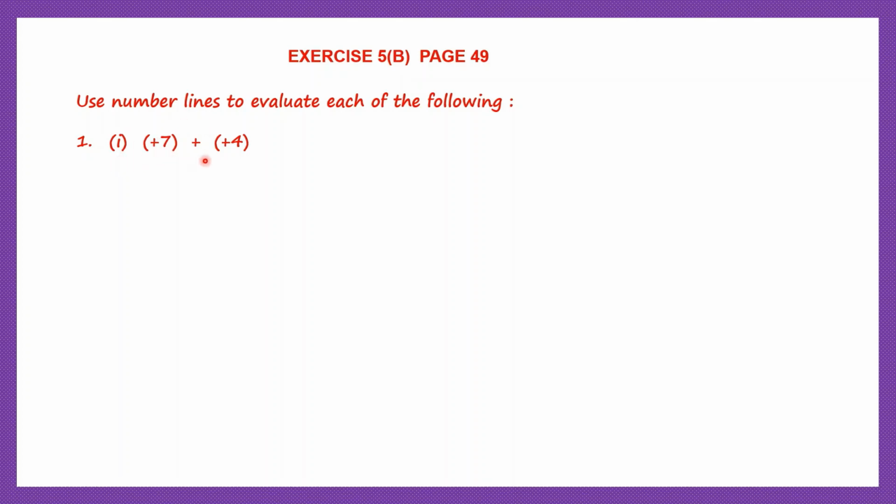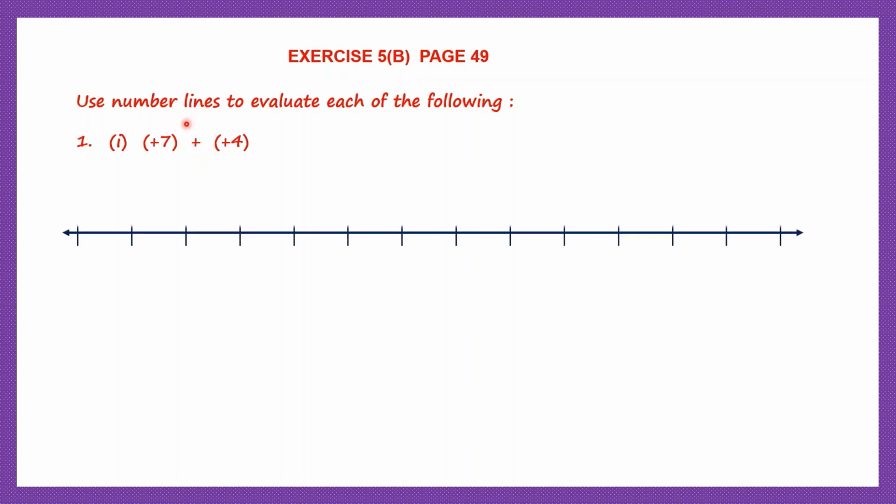Here we have two integers, plus 7 and plus 4. Both are positive integers and we are going to add them. So the first step is to draw a number line. We have a number line and then we need to start marking the numbers. Remember, this is an integers number line, so it will have an arrowhead at this end and an arrowhead on the other end also to show that it goes on endlessly on both sides. The numbers go on endlessly.